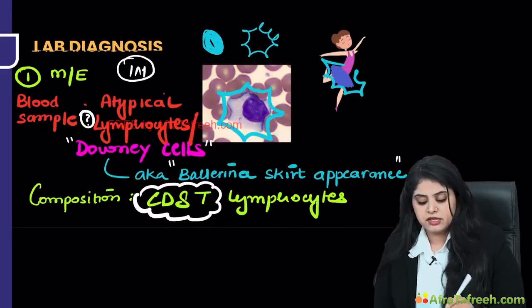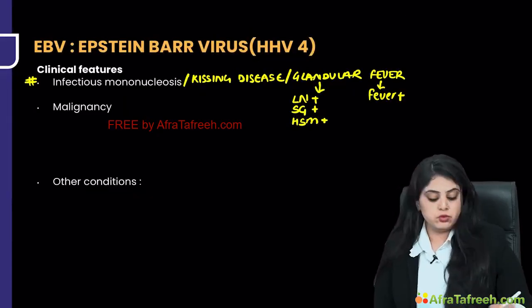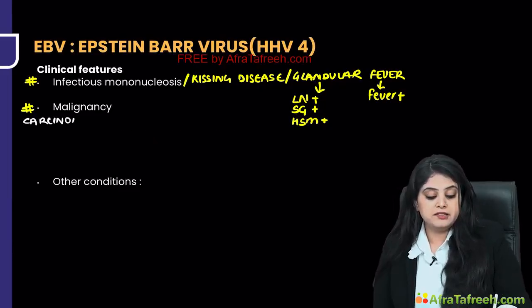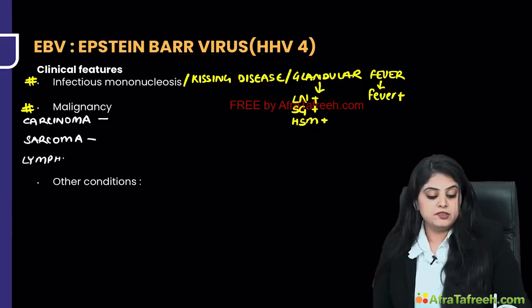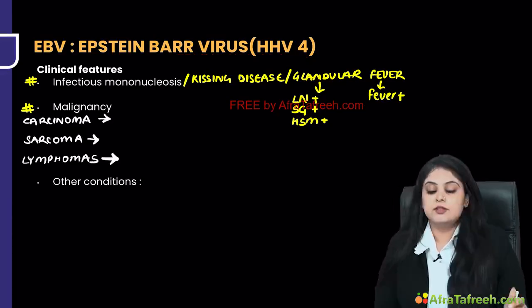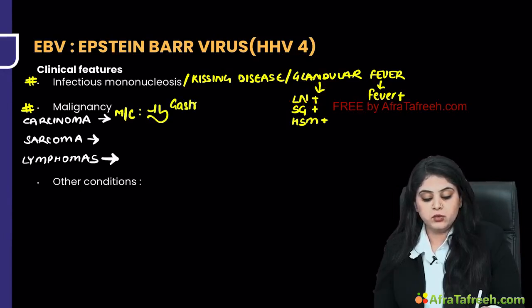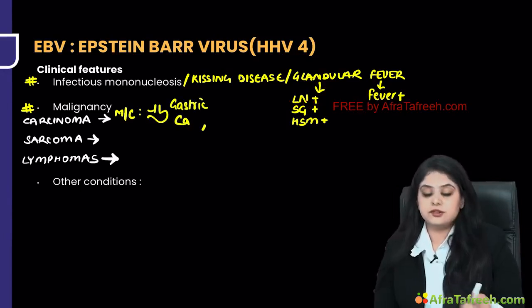What else does it cause? We've only spoken about infectious mononucleosis. Other than that, it also causes malignancies. Under malignancies, it can cause every kind of malignancy that you've heard of. It can cause a carcinoma. It can also cause a sarcoma, which many people are not aware about. And it can then further cause lymphomas also. So please note, the most common carcinoma that it causes is the gastric carcinoma, right? So gastric CA is the most common. Other than gastric carcinoma, it also causes nasopharyngeal carcinoma.